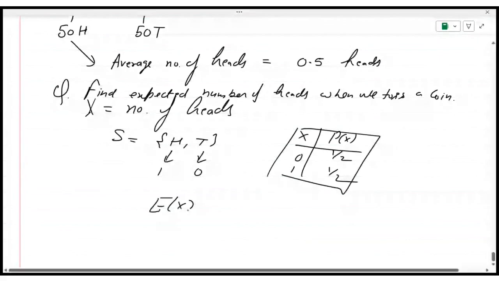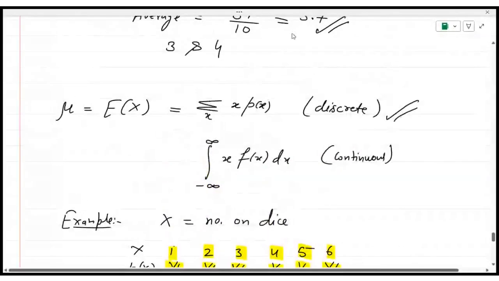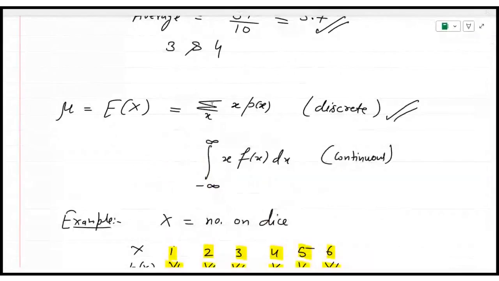So that is the sum for all values of x, the values are 0 and 1, of x into p(x). This formula I have used for the discrete case. Everybody is with me? This formula I have used, x into p(x).